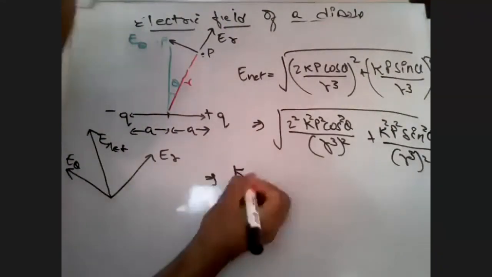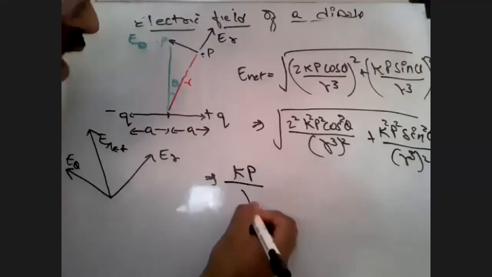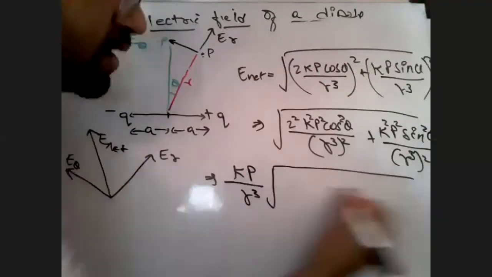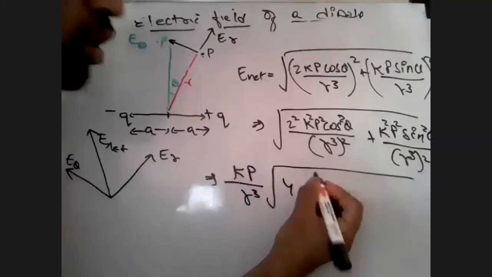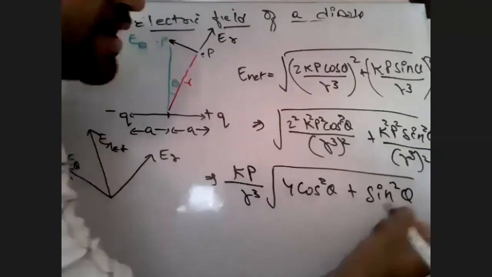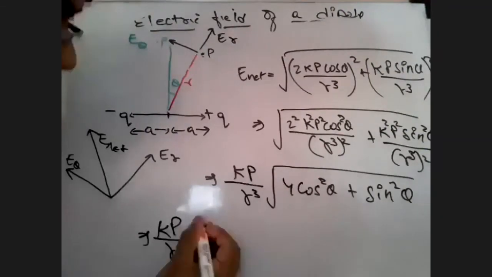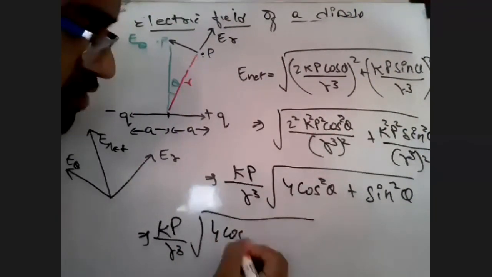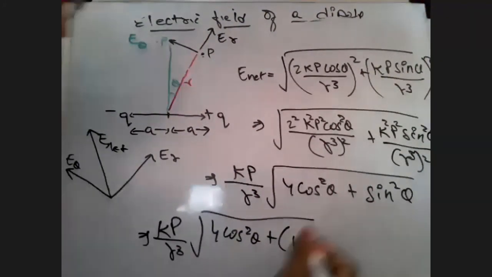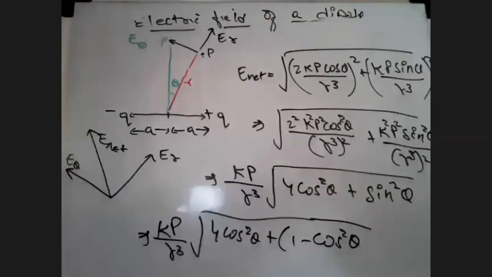I can take kp outside. Kp if I take outside, I can take r cube outside. Please mute yourselves. I can take kp r cube outside. What will remain? 4 cos square theta plus sin square theta. I can write sin square theta as 1 minus cos square theta. What is it going to be? 4 cos square theta plus 1 minus cos square theta. So what are we going to get? 1 plus 3 cos square theta.